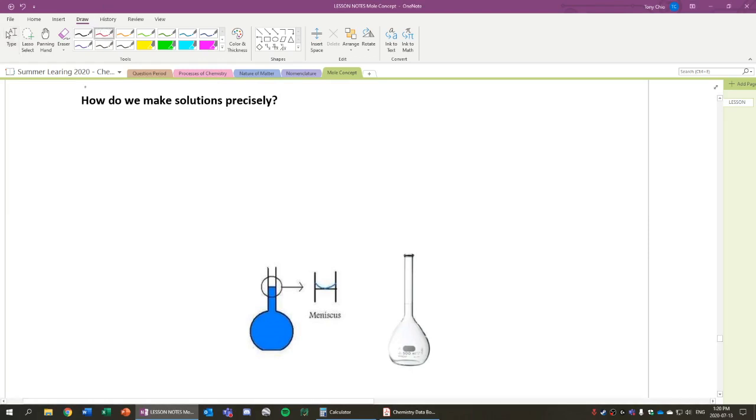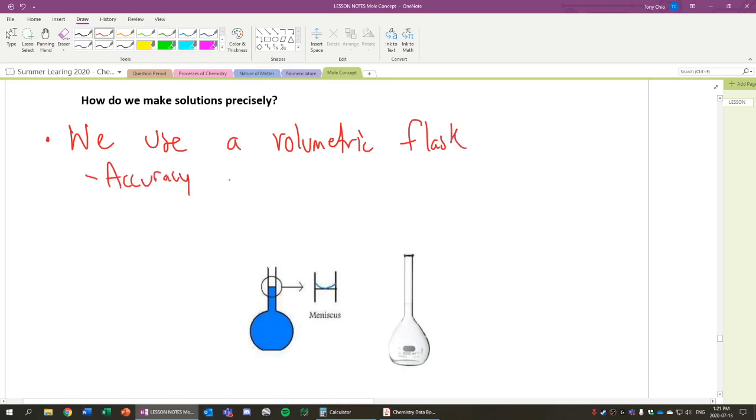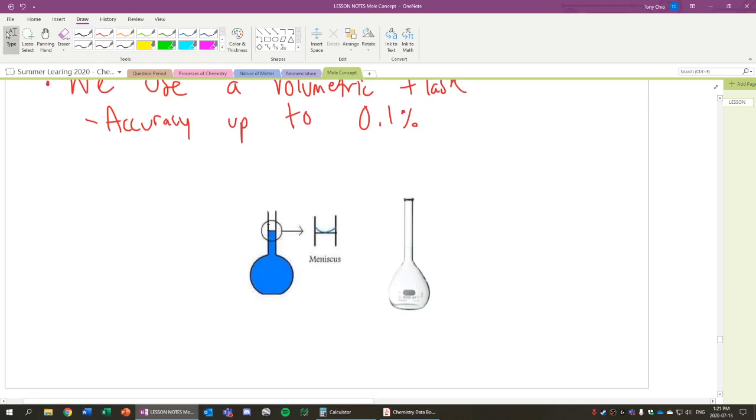So to make solutions precisely, we use what we call a volumetric flask. A volumetric flask is a flask that has an accuracy up to 0.1%. That means whatever you make will be only off by 0.1%. And why? Because the meniscus, or the tubing part of the flask, allows only a slight volume change as you go up. And thus, if you measure it to the line and the meniscus touches the line, it's pretty much off by only 0.1% error.